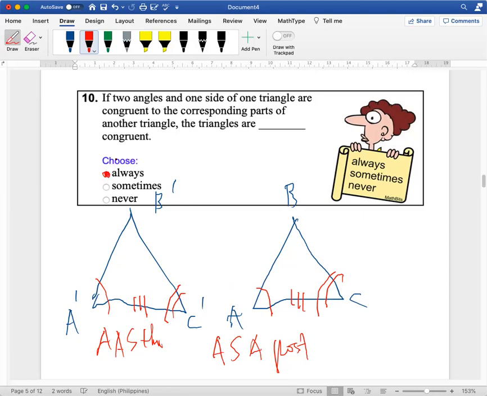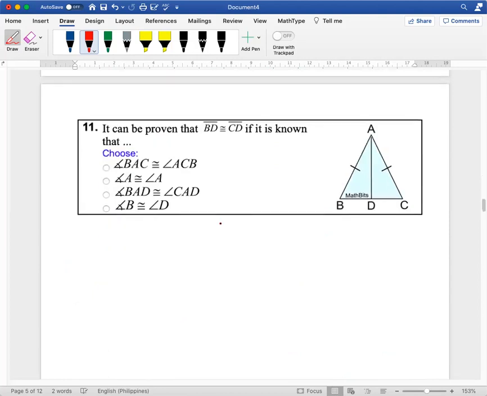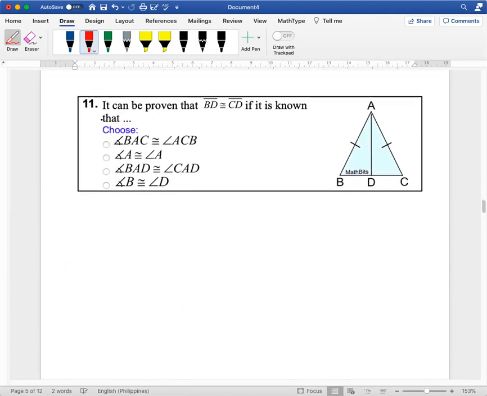congruent. Which means if two angles and one side of one triangle are congruent to the corresponding parts of another triangle, then the triangles are also congruent. We have proven that using cases 1, 2, and 3. I hope we got the same answer. And let's have the last item, I guess.